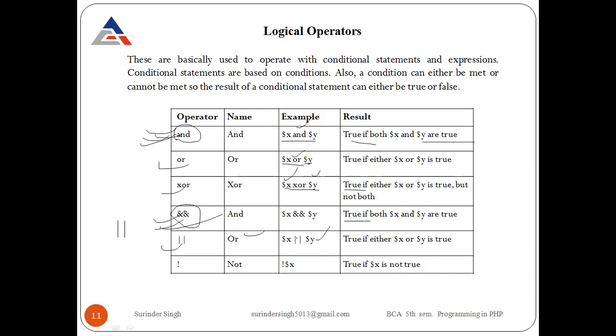And last is not, the logical not operator. It is a unary operator and appears before its operand. Clear? Appears before its operand. And here we are checking not x. Okay, if x has value false, then it will return true, because we are checking not x, meaning true if x is not true. Clear? We are checking not x means false. Clear?